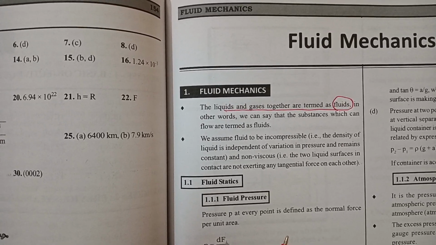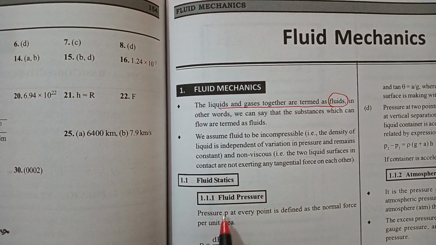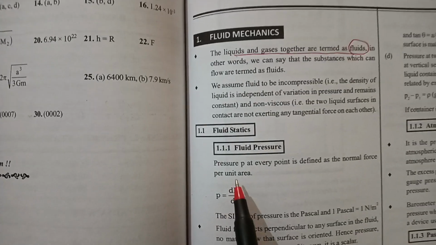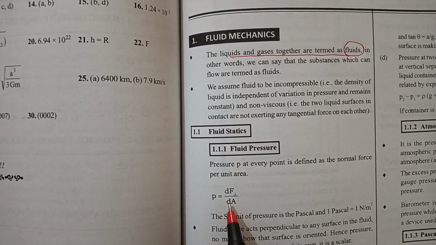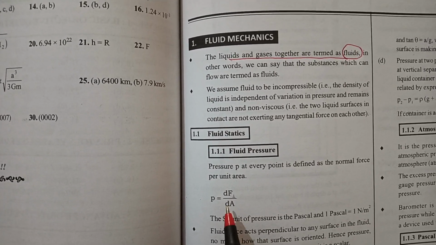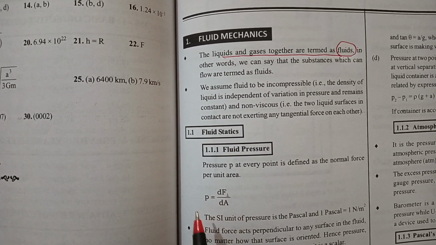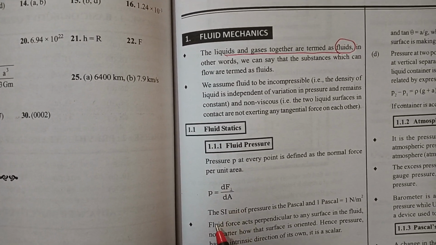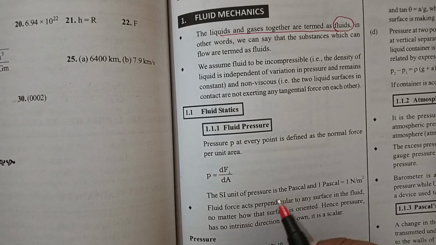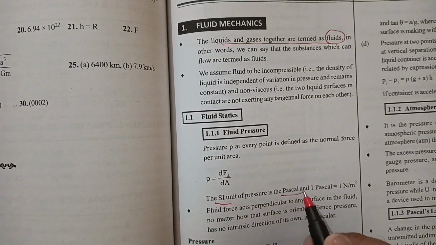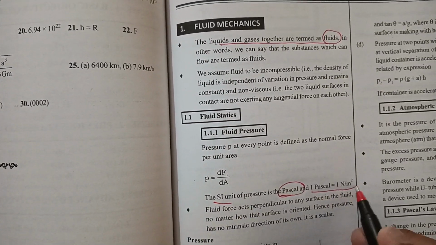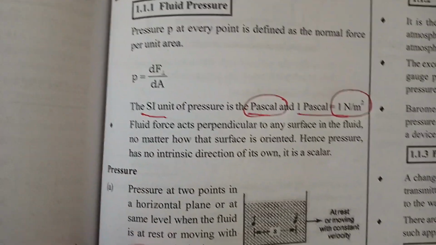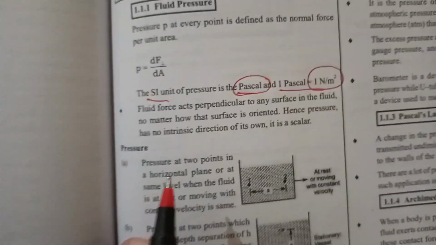Now, first term is fluid pressure. So students, pressure at every point is defined as the normal force per unit area, P equals ΔF upon ΔA, and its SI unit is Pascal. 1 Pascal is equal to 1 Newton per meter square. You should understand it clearly.